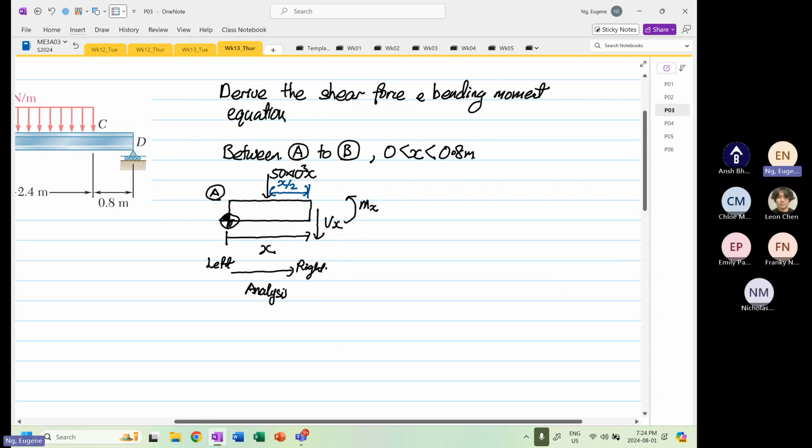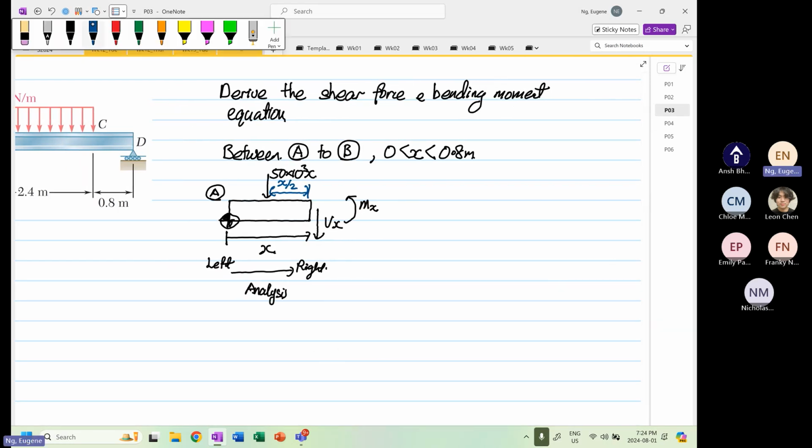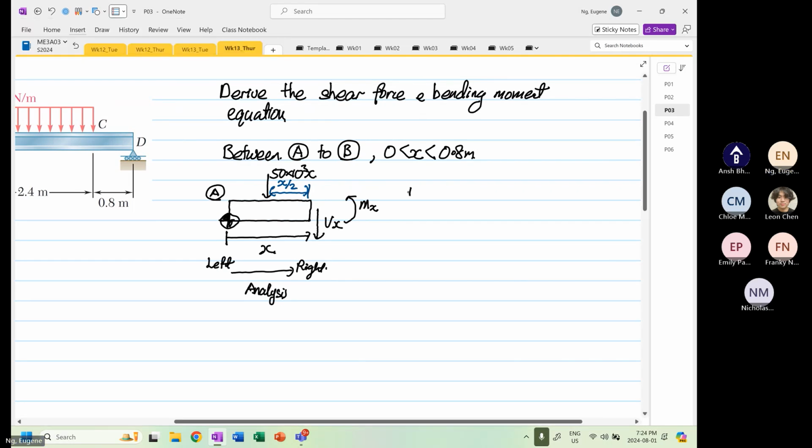Okay. So from here, we are going to do static analysis. Summation of forces in the y direction is equal to 0. So if you look at the free body diagram, we know it's minus V. Sorry, this is not Vx. Okay, so this is V as a function of x, and then you have M as a function of x.